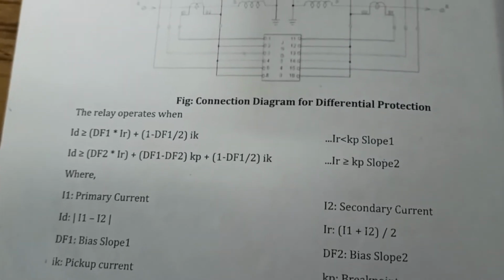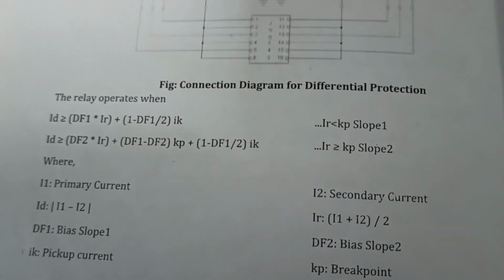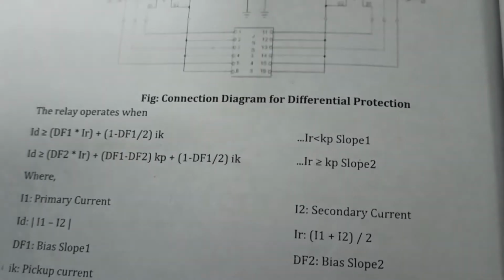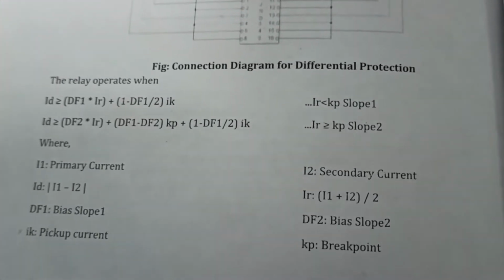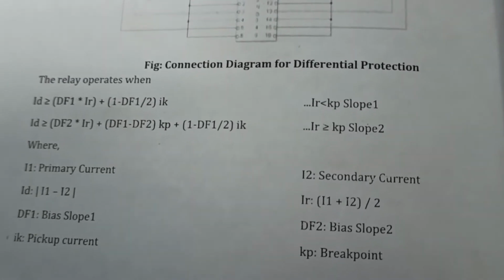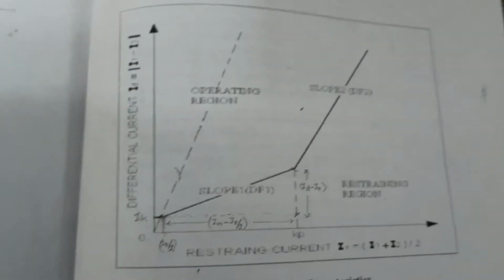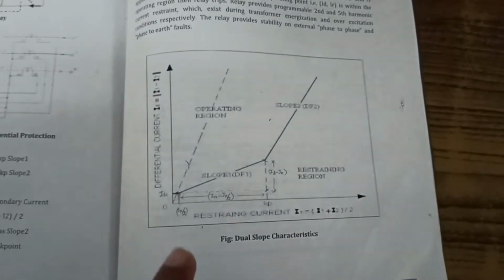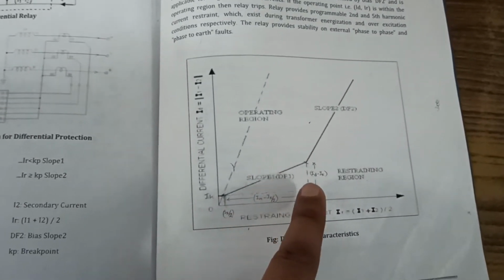Depending upon the value of IR, if IR is less than your Kp, the breakup point, it will work as per the slope 1, and if IR is greater than Kp, then it will work for slope 2. Here we are making the circuit operate as per slope 1, so IR is less than Kp. This is the diagram for your operating region. If IR is less than Kp, then this characteristic it will follow, and if IR is greater than Kp, then this characteristic it will follow.